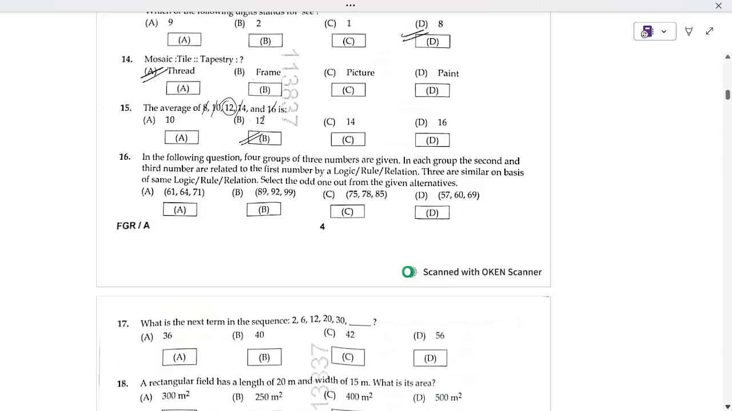Of course, with the help of the formula: average is equal to the sum of observations divided by the total number of observations, we can get the answer. Sum of observations means 8 plus 10 plus 12 plus 14 plus 16, divided by the number of observations, which is 5. Doing this, you'll get 12, right?